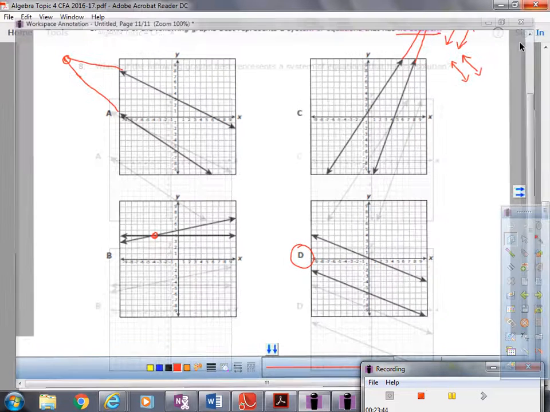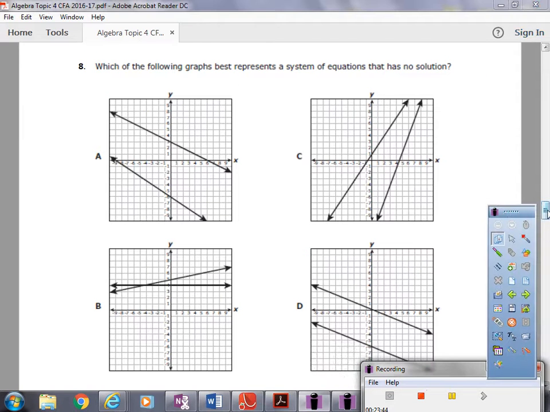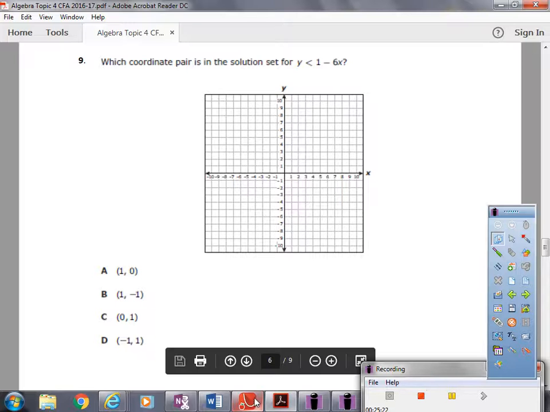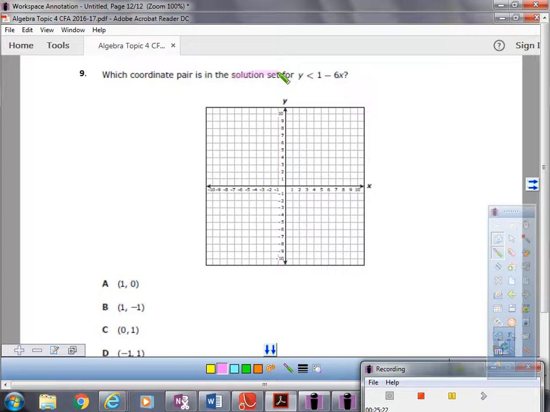Alright, so let's look at the next question. Next question is number 9. Which coordinate pair is in the solution set for y is less than 1 minus 6x? So when we did the inequalities, remember, solution set is where the shading is and the solid lines are.